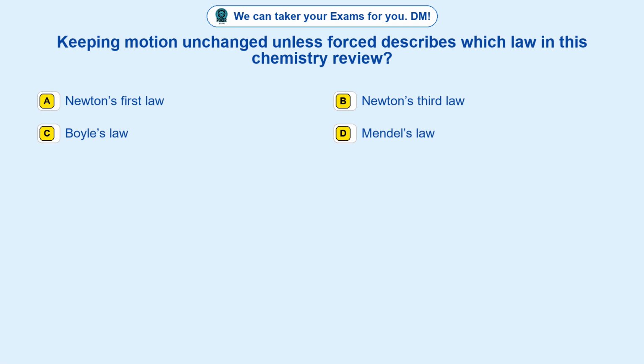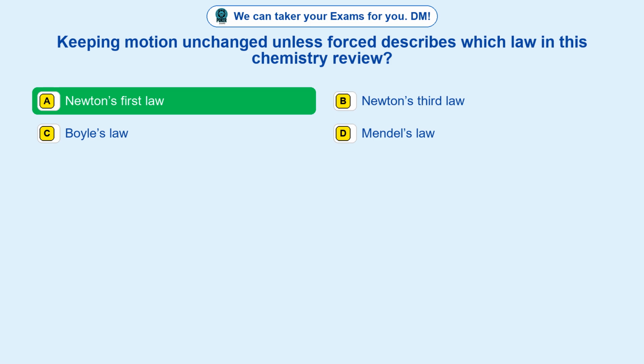Question 57. Keeping motion unchanged unless force describes which law in this chemistry review? Option A, Newton's first law. Option B, Newton's third law. Option C, Boyle's law. Option D, Mendel's law. The correct answer is option A, Newton's first law.